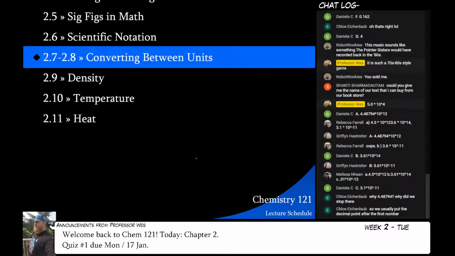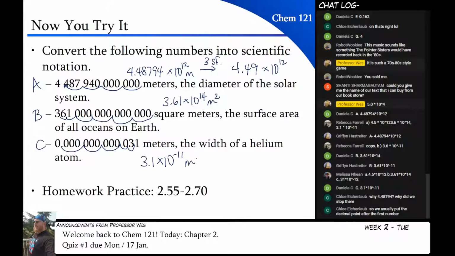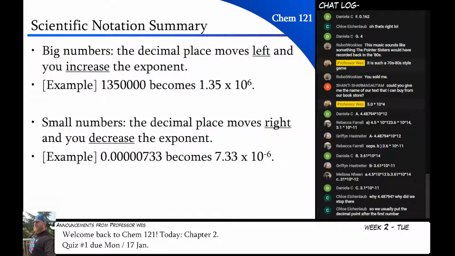Do we usually put the decimal point after the first number? Yes. So in scientific notation, your decimal point always has one number in front of it, then the decimal, then however many decimal places after you want to include.